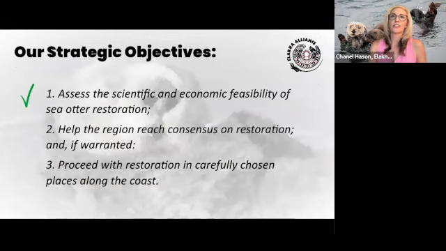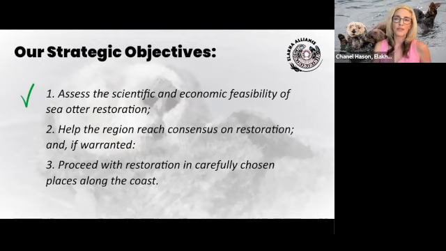So our strategic objective: we completed the first one, assess the scientific and economic feasibility of sea otter restoration. So we just published a feasibility study in January of 2022. You can check it out on our website, elakhalliance.org. We're actually getting it made into a really wonderful book document for libraries and such. So be on the lookout for that.